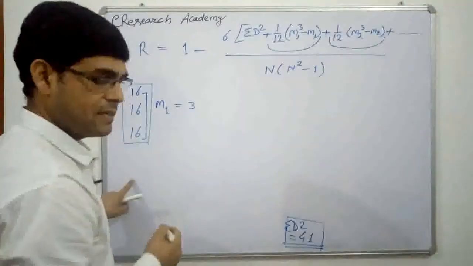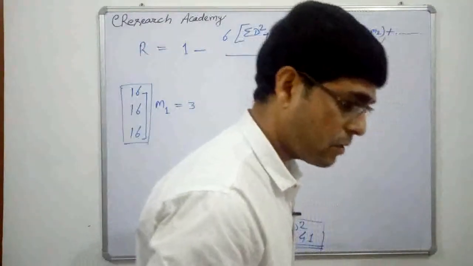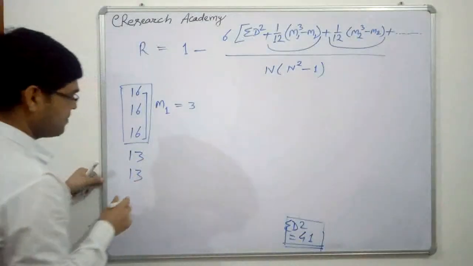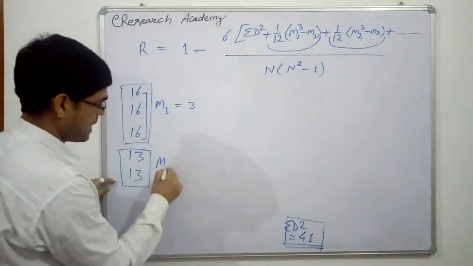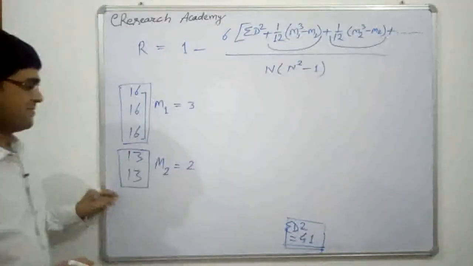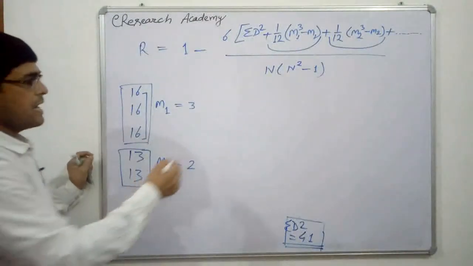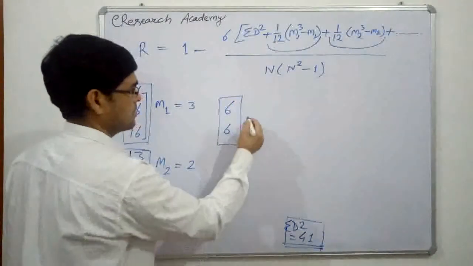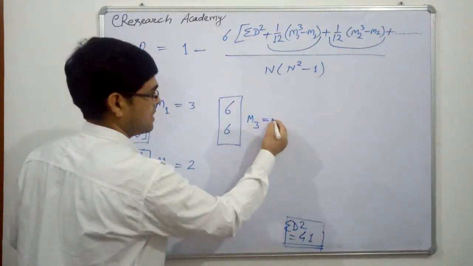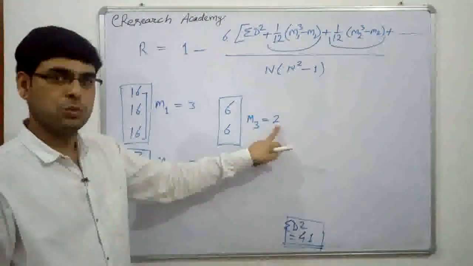Next value we had 13, and this value was repeated 2 times. So our m2 becomes 2 because it is repeated 2 times. Next we had 6. It was repeated again 2 times. It is m3. How many times? 2 times. So our m3 becomes 2.